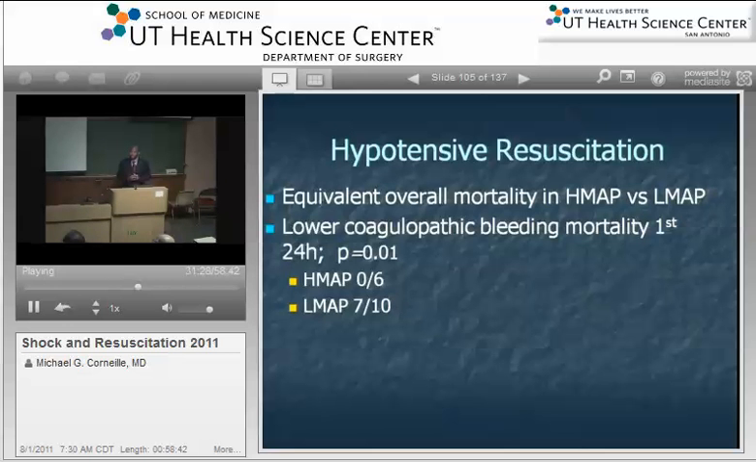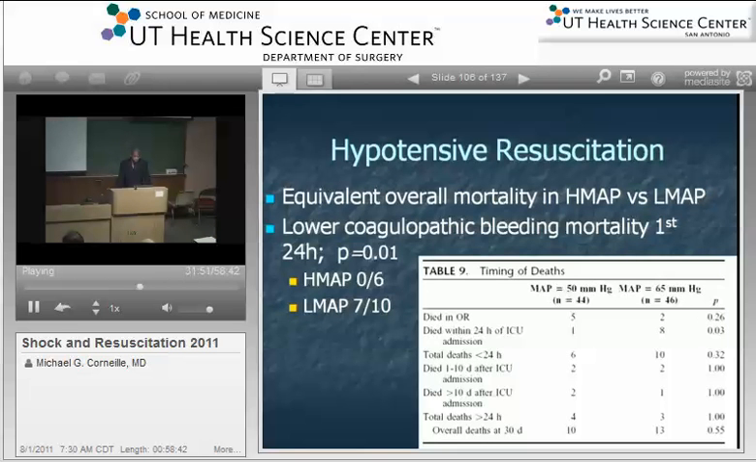So this is again an interim analysis after 90 patients. They haven't achieved their enrollment goal, but wanted to look at their results to ensure that they were not causing any harm. So even though the mortality was equivalent in those two groups, they observed, and you might call it spin, that in the high MAP group the bleeding mortality associated with coagulopathy in their clinical judgment was less in the low MAP group.